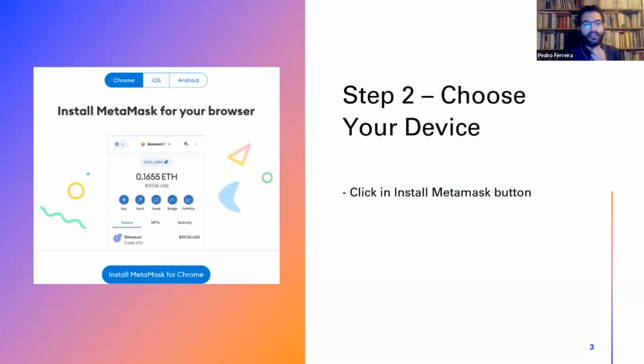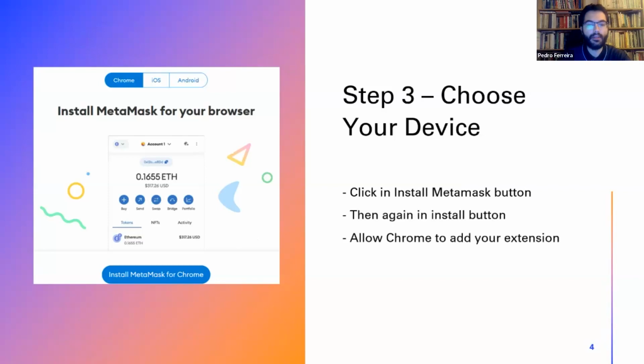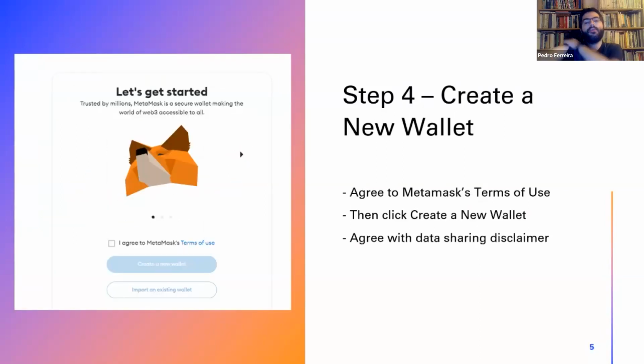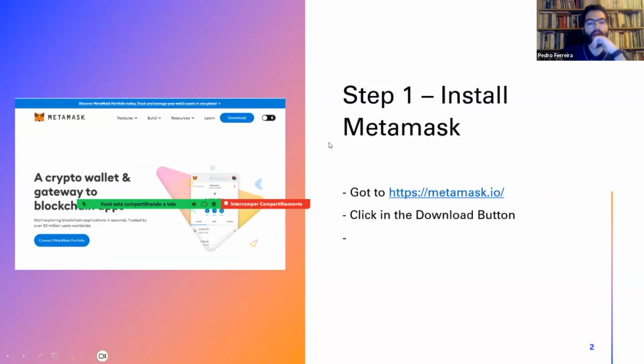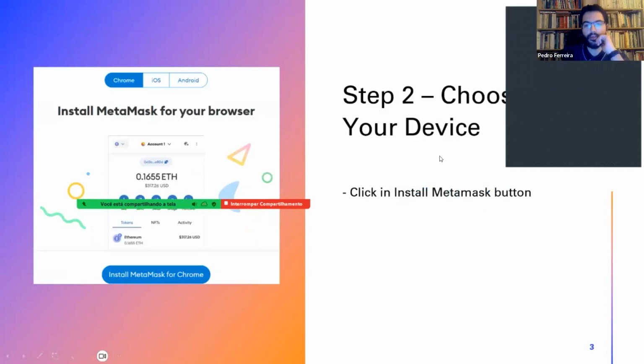As a second step, if you already downloaded, click install MetaMask for Chrome. After that, you need to add it to your Chrome extensions. Step 4, create a new wallet. When you get to this part, let me go back. If anyone has a problem, just tell us in the chat. So the first step is basically to follow the steps from MetaMask.